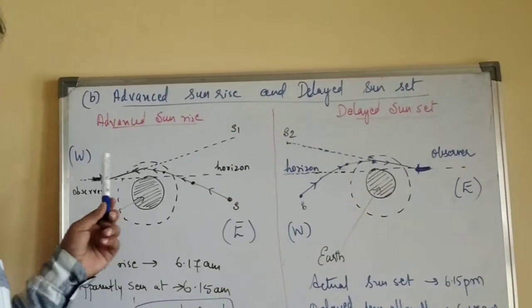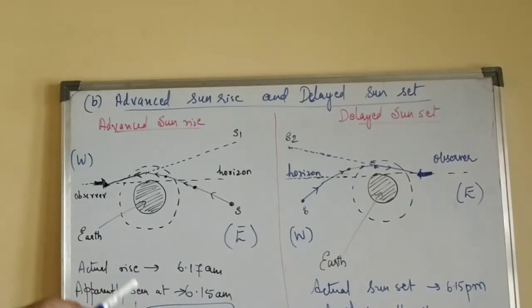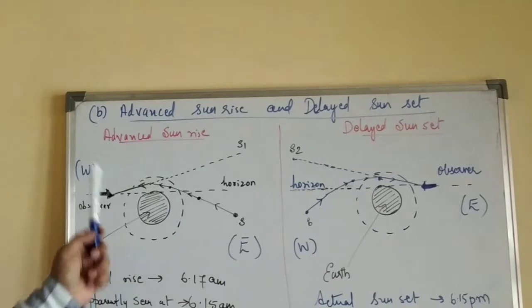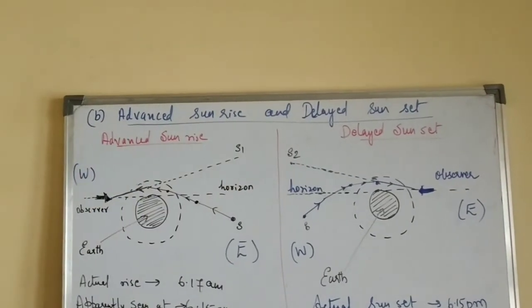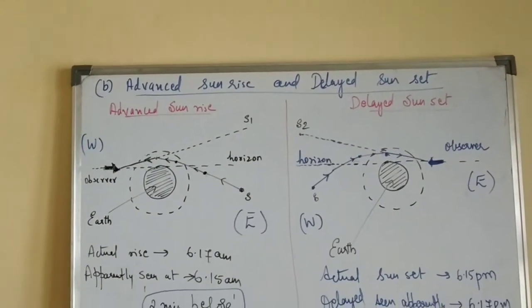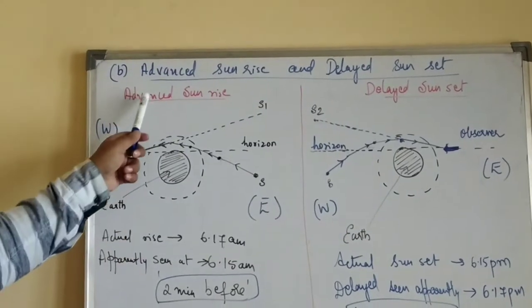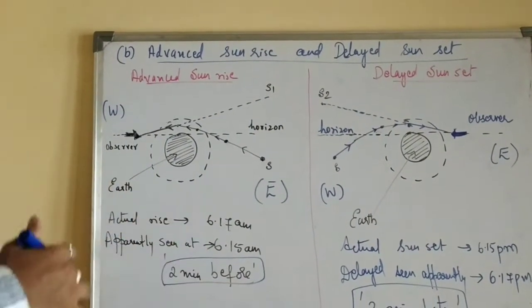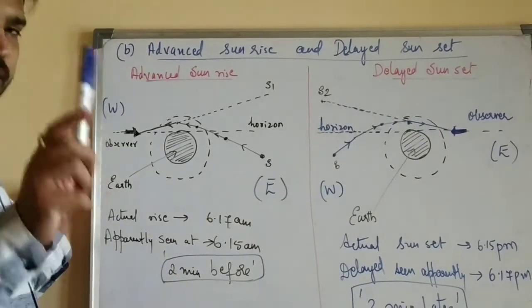Next example for the atmospheric refraction is advanced sunrise and delayed sunset. Now how this happens, let us see. Let us go for advanced sunrise. It means the sun appears to be rising in advance. How does that happen? That is seen apparently.